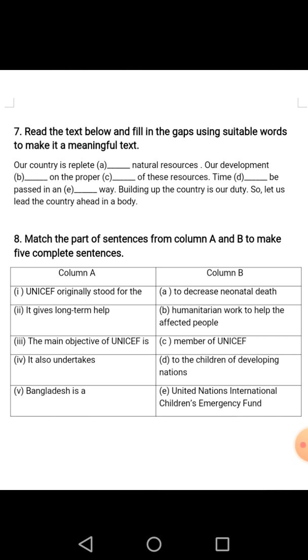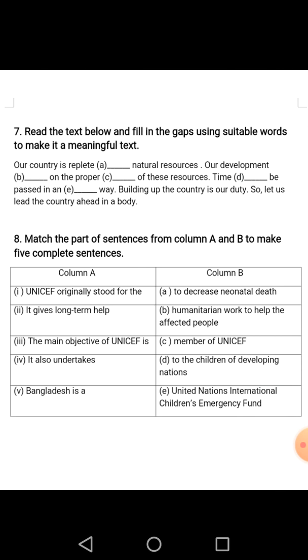At first you have to match the numbers, then you have to match the sentences. Number 1 plus number E. UNICEF originally stood for the United Nations International Children's Emergency Fund. Then number 2 plus D. It gives long-term help to the children of developing nations. Number 3 plus A. The main objective of UNICEF is to decrease neonatal death.